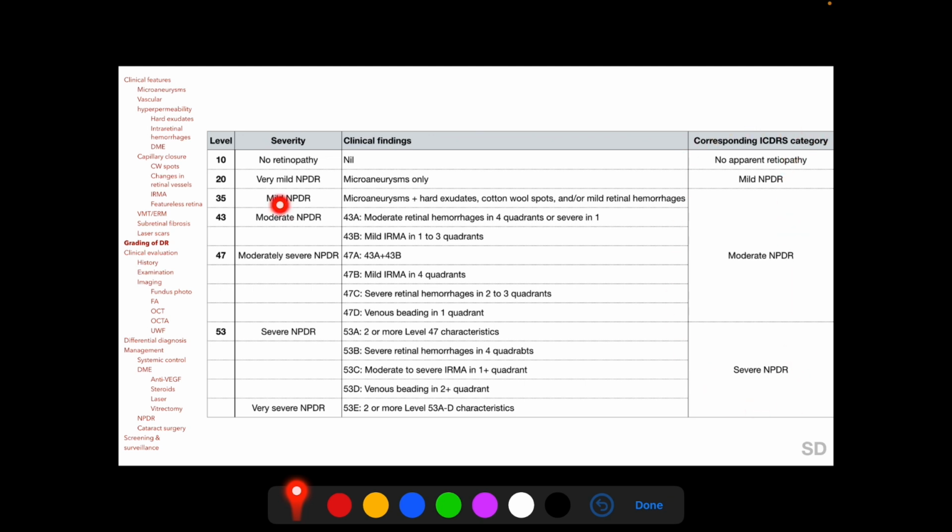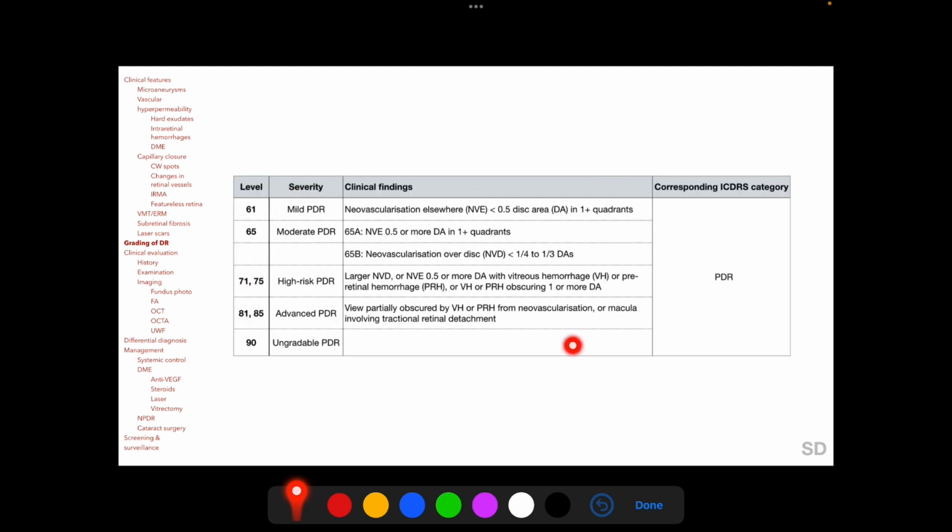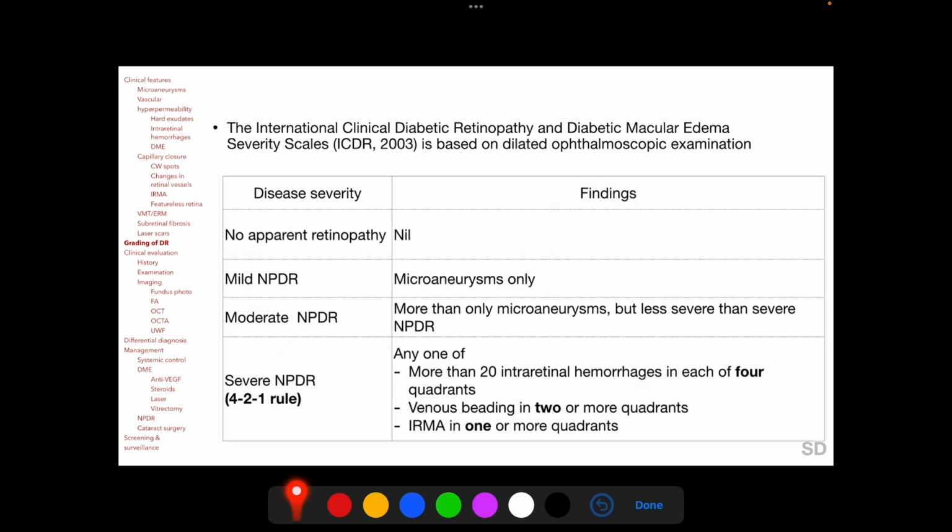We note here that the ETDRS DRSS grading system and the ICDRS grading system do not match exactly, and this is the remaining portion of the ETDRS DRSS grading system. The second grading system is the International Clinical Diabetic Retinopathy and Diabetic Macular Edema Severity Scales, or the ICDR system, which was published in 2003 and is based on dilated ophthalmoscopic examination and had no requirement for color fundus photography or reference images. It closely correlates with the ETDRS DRSS grading system but is much more simple and convenient to use for routine clinical purposes.